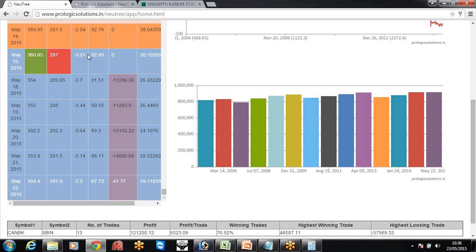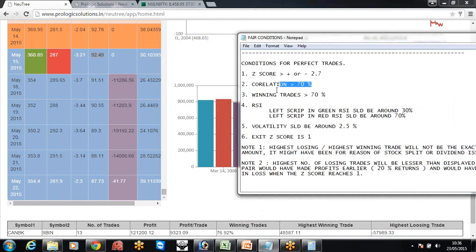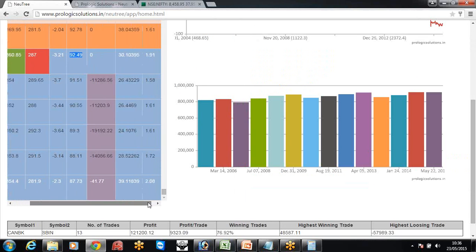Now what happened? The Z score was perfect, that is more than 2.7. It started at 3.2. My correlation is excellent because we were looking at a correlation of more than 70%. And the first day trade is zero, because that indicates your profit and loss. And your RSI is nothing but, you can see the notepad.